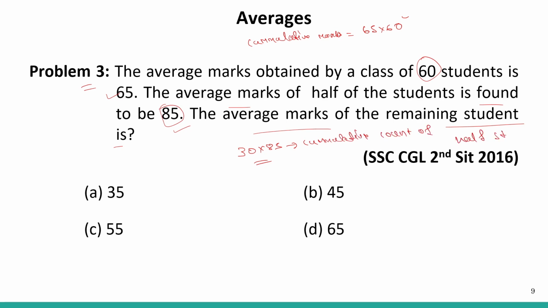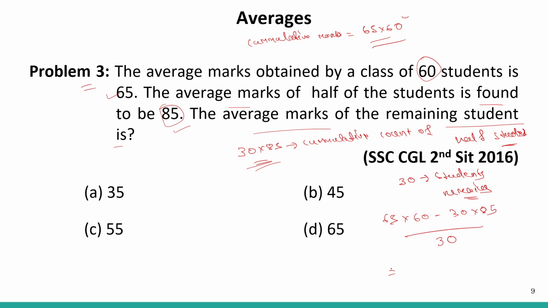So let's get an overview of how to find the average marks of the remaining students. How many students are remaining? 30 students are remaining. We have the full cumulative marks and the cumulative marks of the half. So we can do 65 into 60 minus 30 into 85. This will give us the remaining students' cumulative marks, and we divide it by 30 to get their average marks.